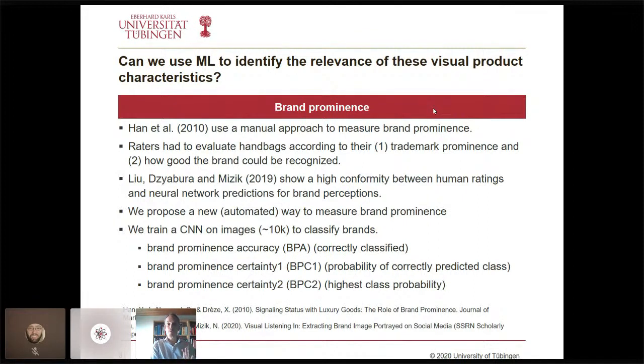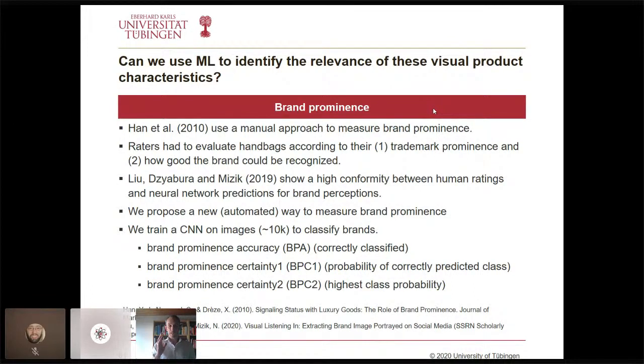We propose a new semi-automated way to measure brand prominence by using a neural network. We have more than 10,000 images available, which we use to train this network in order to classify which brand is displayed or is part of this product. And we then use it as an outcome measure, a variable that we call brand prominence accuracy. So that just counts whether a brand is correctly identified for a given product.